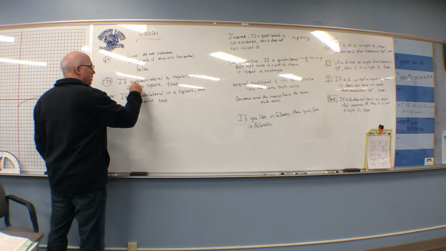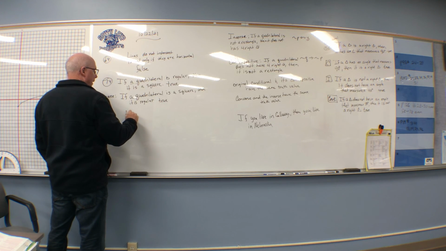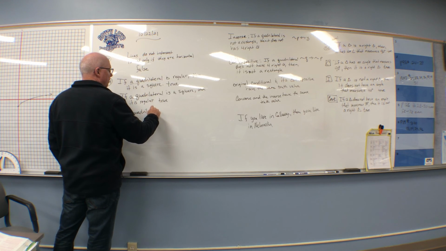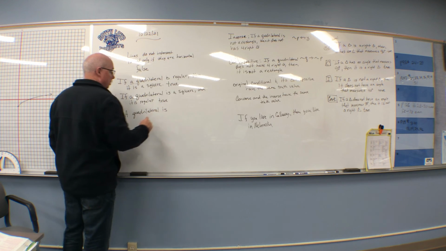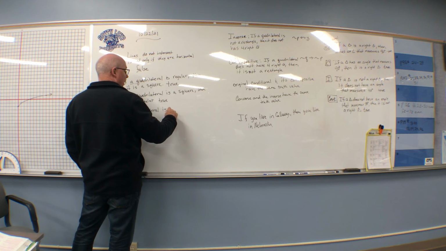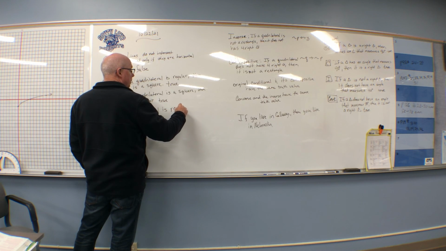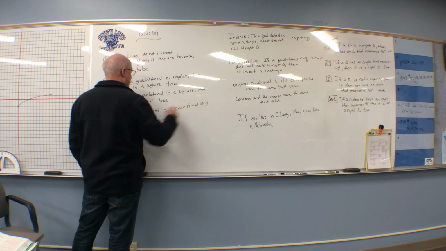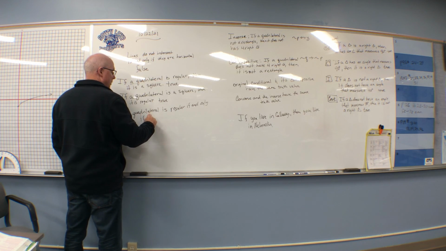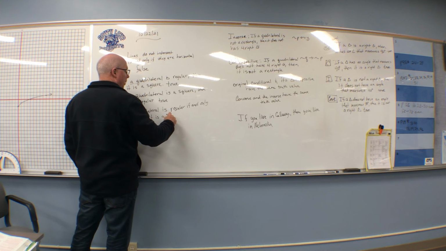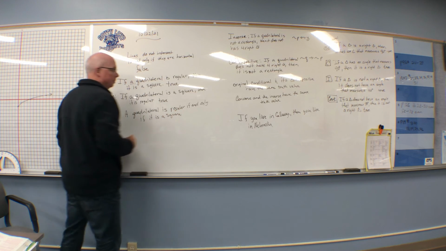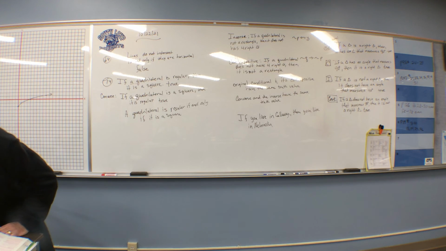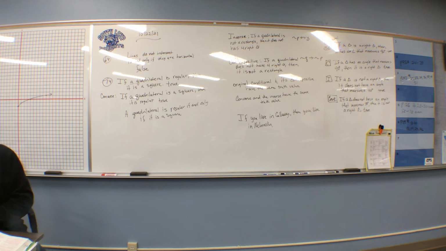So we'll begin with this. A quadrilateral is regular if and only if it is a square. Okay? True.